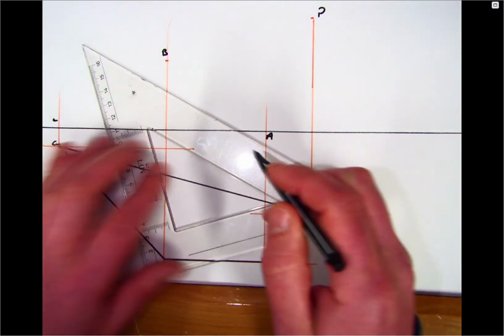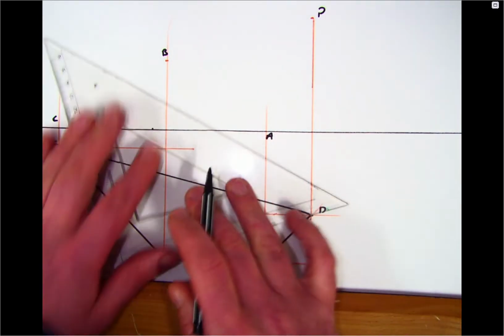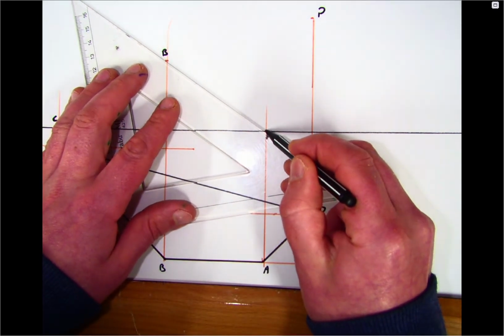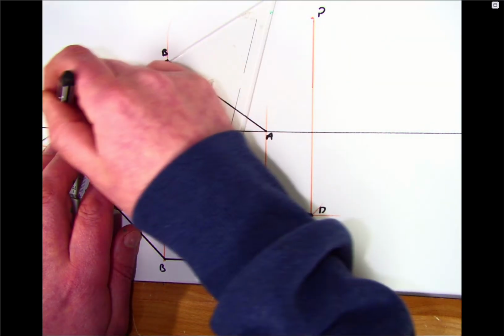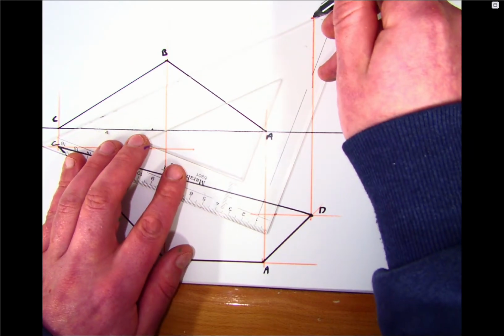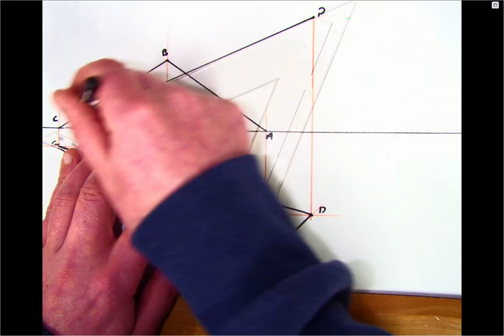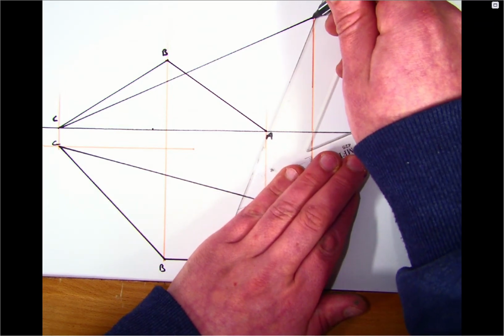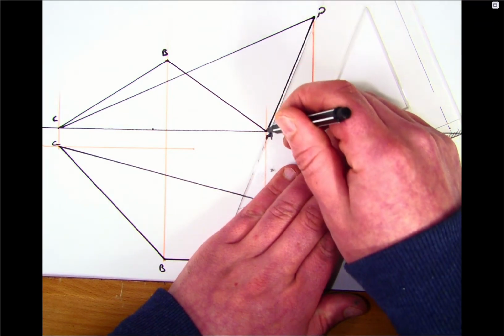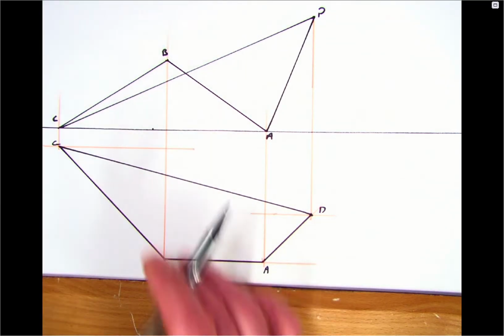So the key is whatever joined in plan must join in elevation. So A went to B in one view, so must go to the same in this view. B goes to C, C went to D, and then D went back to A. So D must go back to A. Okay, so there's that. So we have our overall outline.